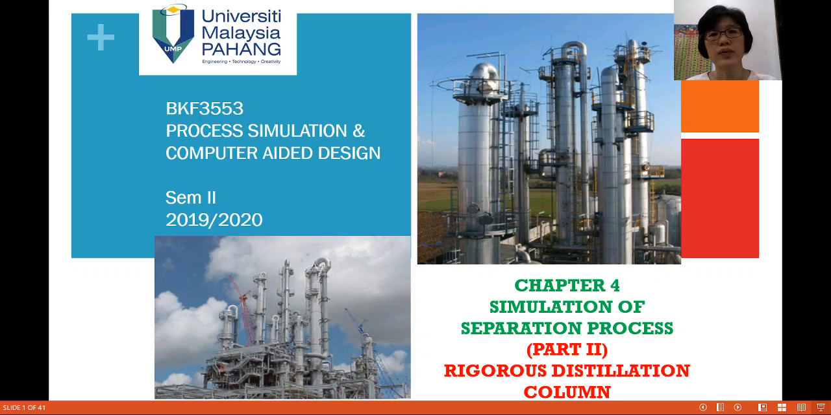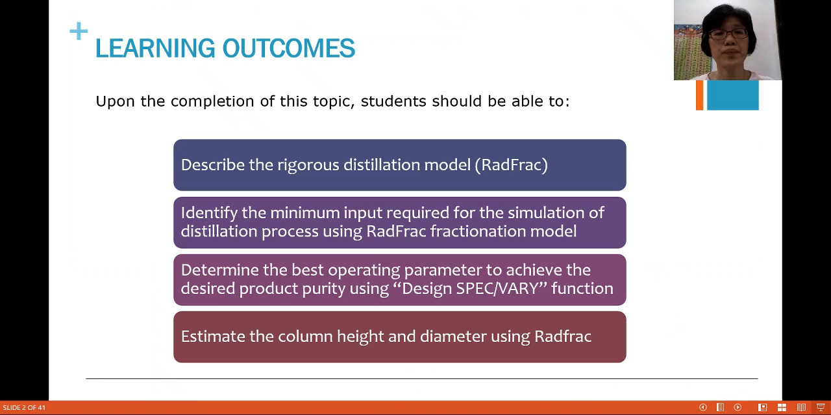Today we are going to have part 2 of chapter 4, simulation of separation process, and in part 2 we will focus specifically on the rigorous distillation column. So a little bit of the learning outcomes before we go into the content in detail.